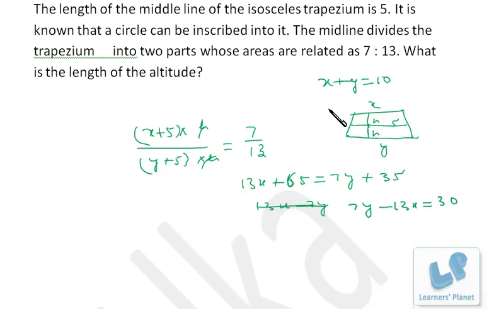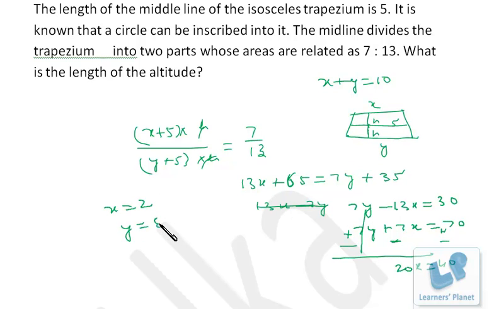And here x plus y is 10. So I take 7y plus 7x is equal to 70. So adding 13 and 7, 20x is equal to 40. That means x is equal to 2, y is equal to 8, right? x is equal to 2, y is equal to 8.